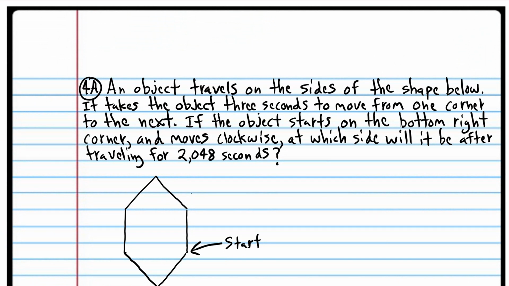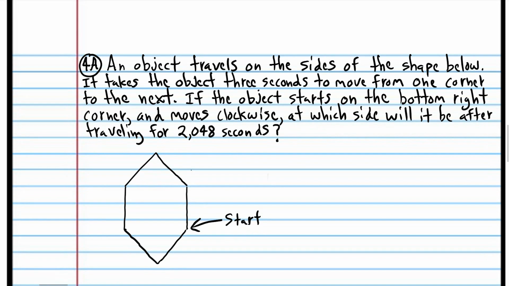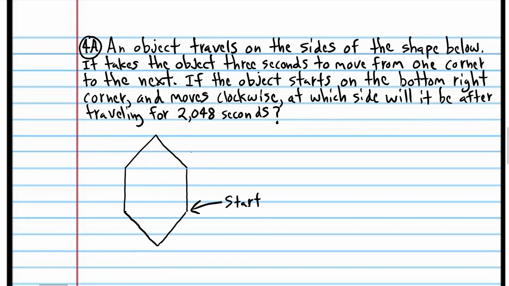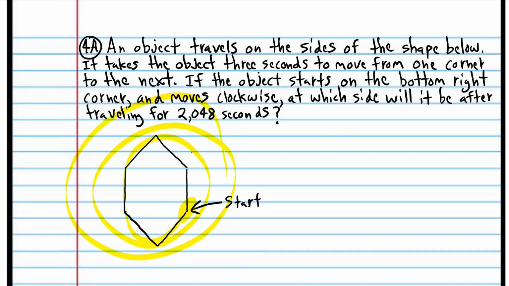This is another problem that's designed to intimidate you, but you're going to find it's really not that difficult. An object travels on the sides of the shape below. So it travels on the sides. It takes the object 3 seconds to move from one corner to the next. So 3, 3, 3, 3, 3, like that. If the object starts on the bottom right corner and moves clockwise, meaning this way, this rotation, at which side will it be after traveling for 2,048 seconds?